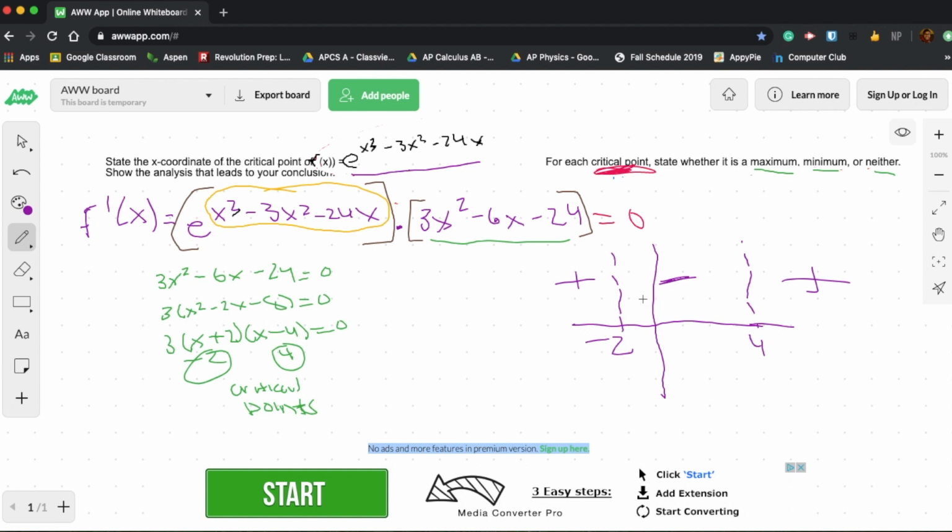And obviously, looking at our previous rule here, when it goes from positive to negative, like I said before, that means x equals negative 2 is a maximum. And since it goes from negative to positive, that means that it is a minimum. Alright? So that's how I use the derivative test. So we know that negative 2 is a max, 4 is a minimum.